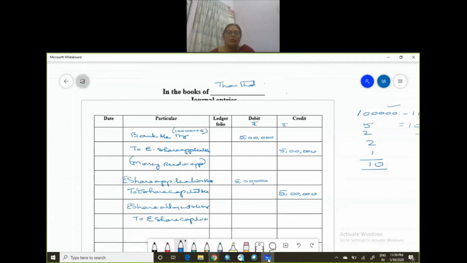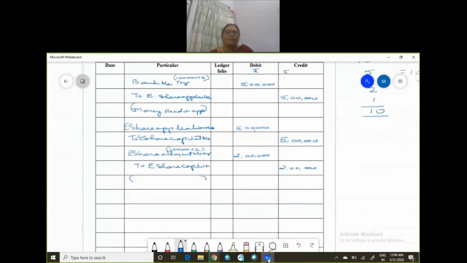Now, what are you going to receive in allotment? The company is going to call for 1 lakh, your issued capital, into 2. That is 2 lakhs the company will get. The company is going to call for 2 rupees in allotment. Okay, you're going to pay 2 rupees. What is going to be the narration? The narration is your share allotment amount due.